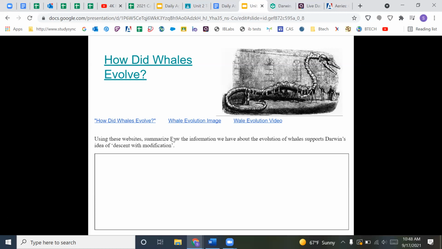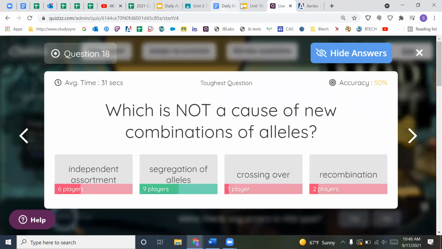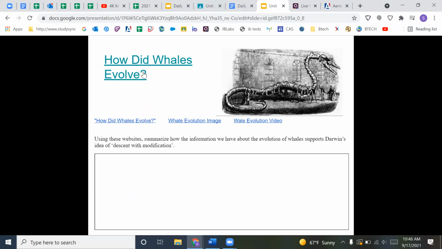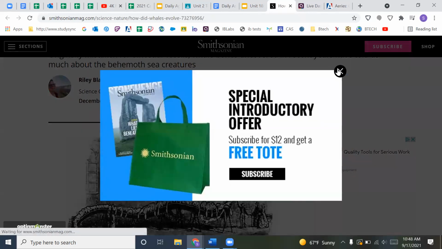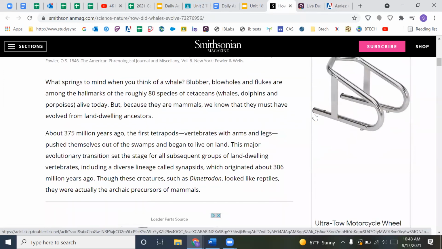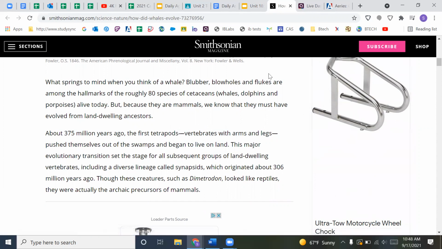So we're going to look at 3 links, and in the box, you're just going to summarize how the information we have about the evolution of whales supports Darwin's idea of descent with modification. Okay, so let's look at some of those links. Okay, so here's an article, but you have an article, an image, and a movie. So I'm just going to read it to you, and I want you to be thinking and even taking notes. I'm going to read it to you. Get some ideas of what you can take from this to symbolize descent with modification.